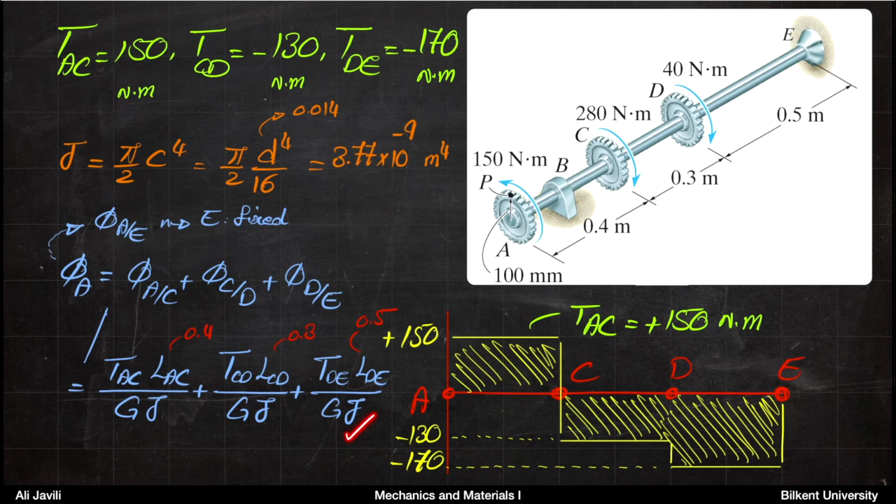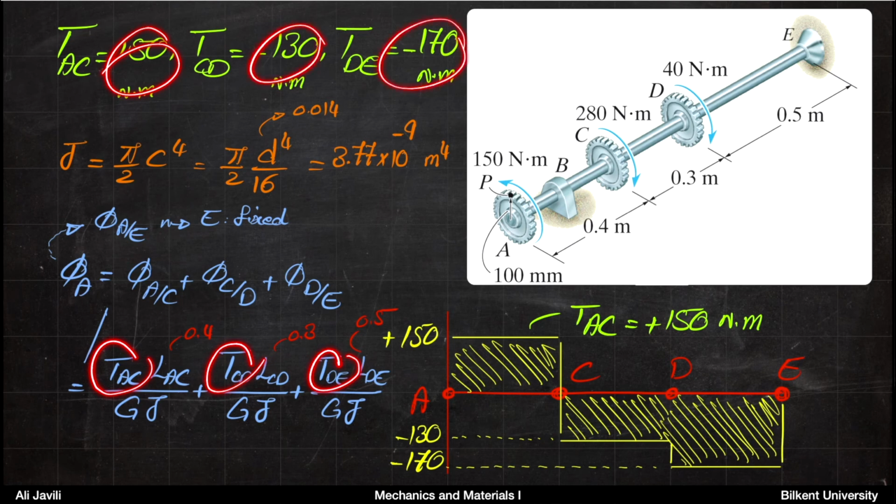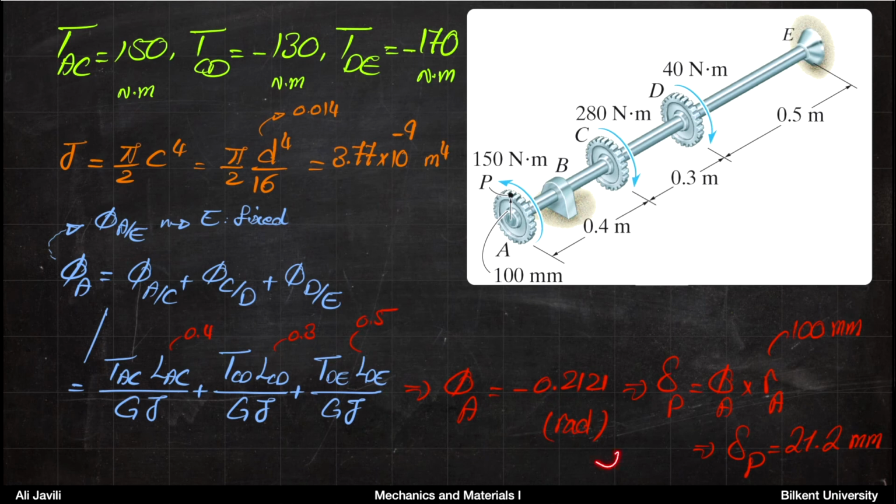Okay, so you know what J is. G is also given in the description. G is 80 gigapascal. You have the lengths of AC, CD, and DE. They are 0.4, 0.3, and 0.5 meter respectively. And then you have TAC, TCD, and TDE here. So if you insert all that, you can calculate the angle of twist at A.